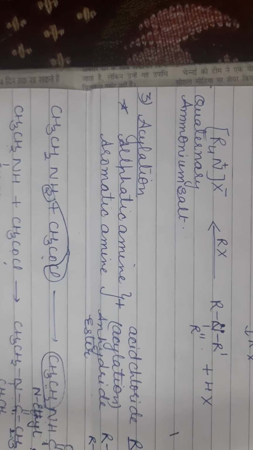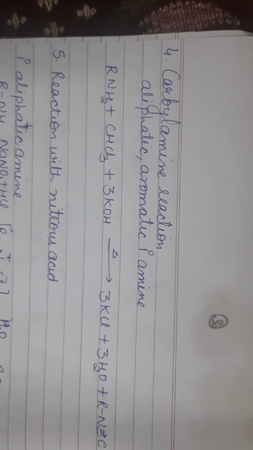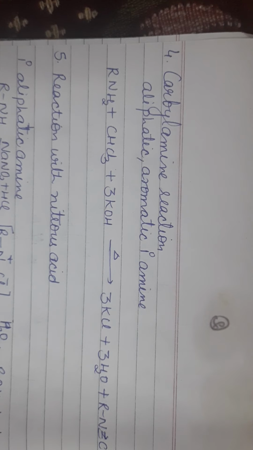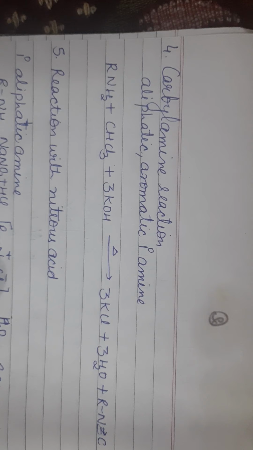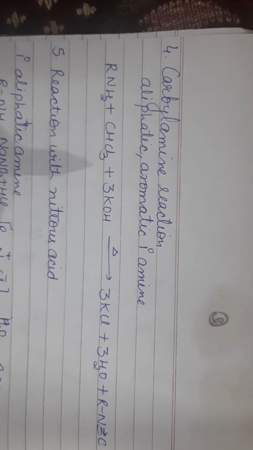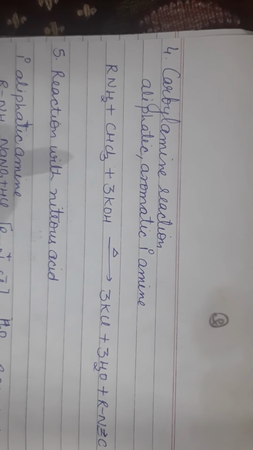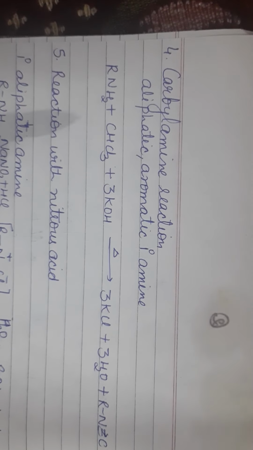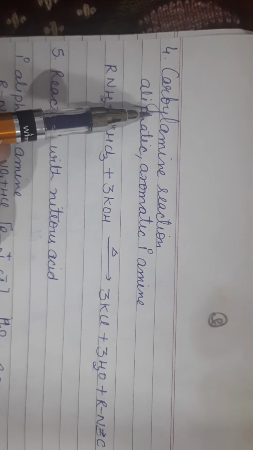Next is carbylamine reaction, which is shown by primary aliphatic as well as aromatic amine. If in exams the question is asked how can you distinguish between primary and secondary amine, that may be aliphatic or aromatic, how can you distinguish between primary and tertiary amine? So primary amines give carbylamine test, but secondary and tertiary amines do not give this test.